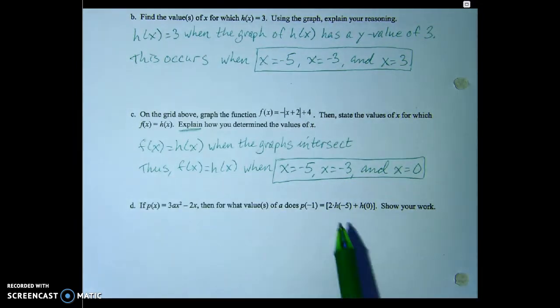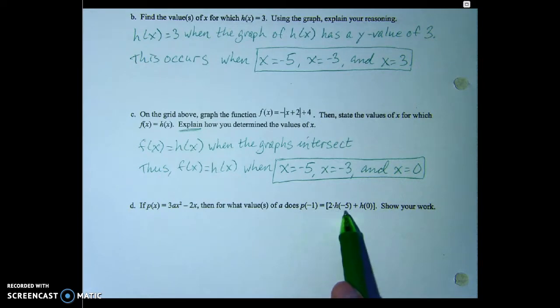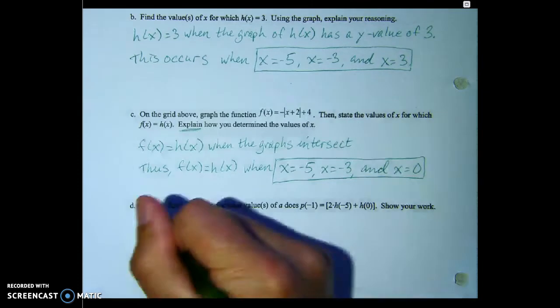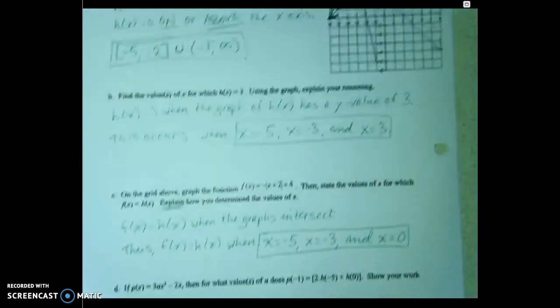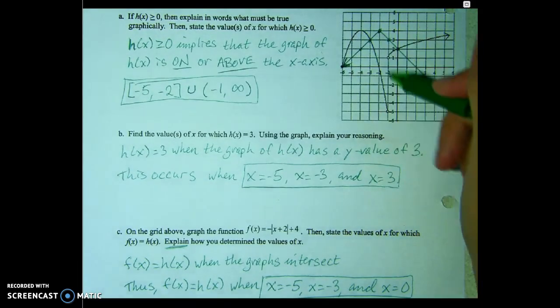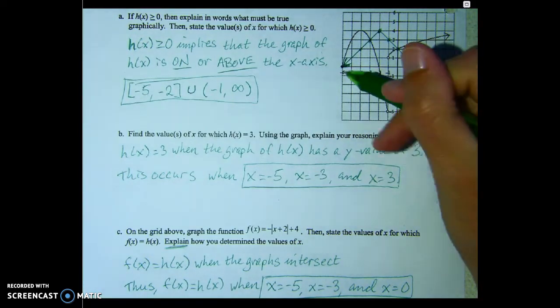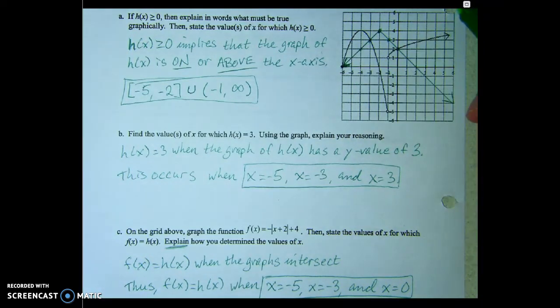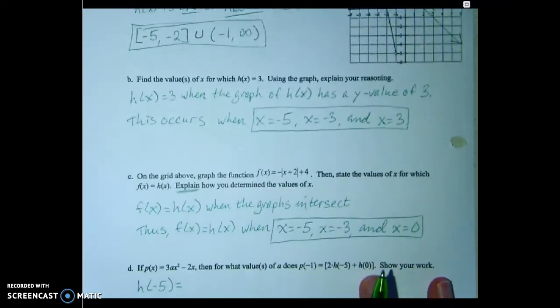First of all, guys, in order to find a value to set p of -1 equal to, we have to work this thing out, right? So I need to know h of -5, and I need to know h of 0. H of -5, okay, I'm going to move this back up here to the graph. H of -5 is when my original function, not the absolute value function, but the original piecewise defined function containing the quadratic and the square root function, the output at -5 is 0. So h of -5 is just 0.